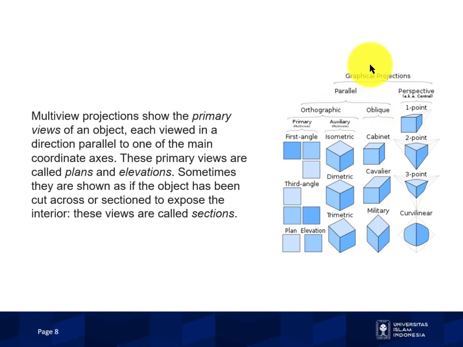So this is a tree diagram about the classification of projection, graphical projection. So here, what we discussed in the previous section is described here about first angle and then third angle.